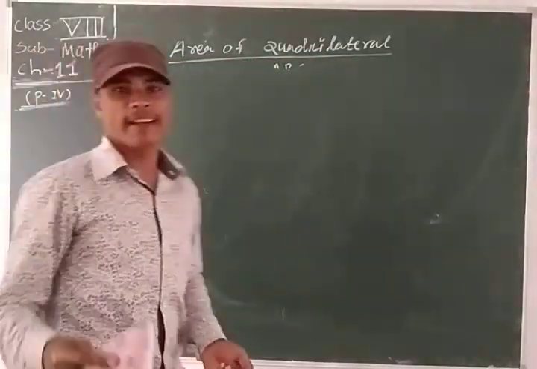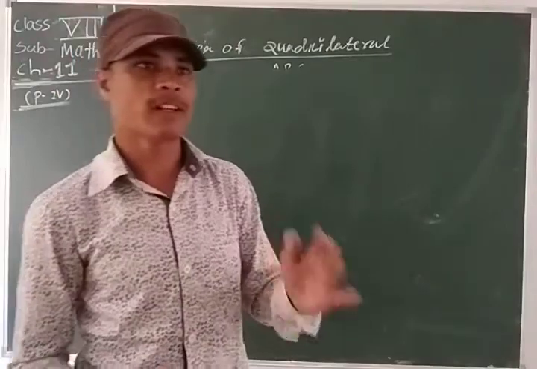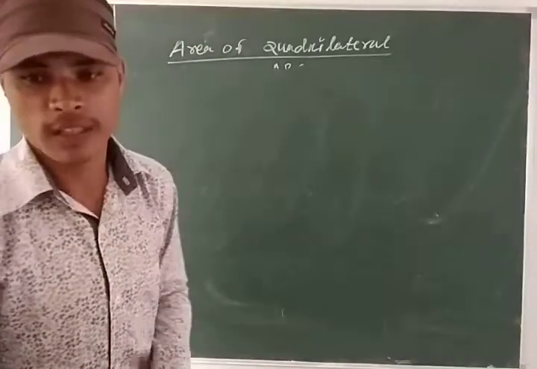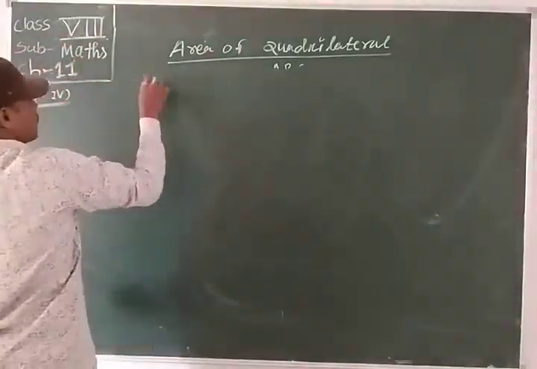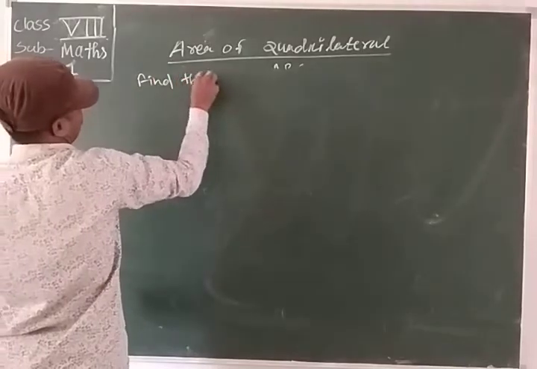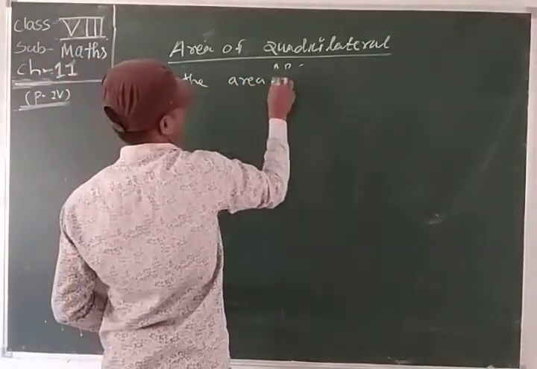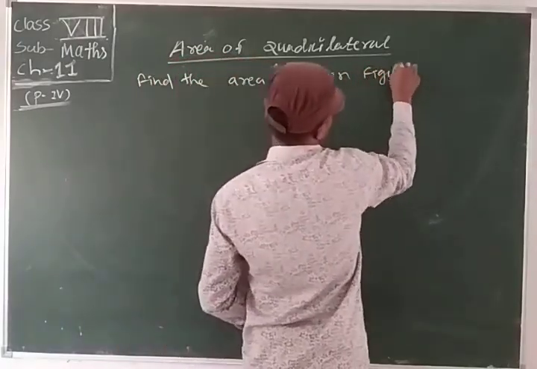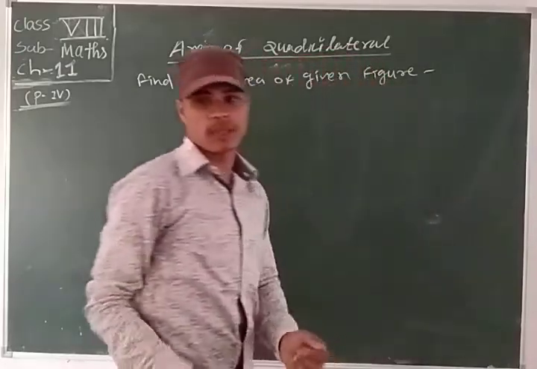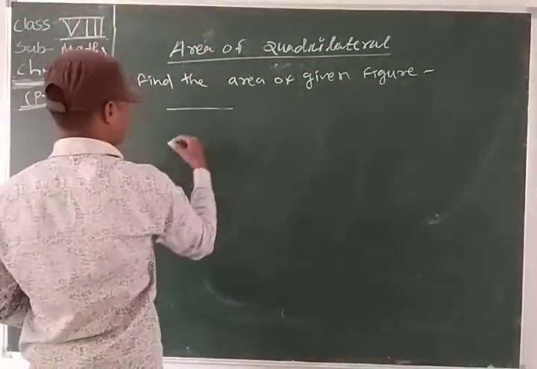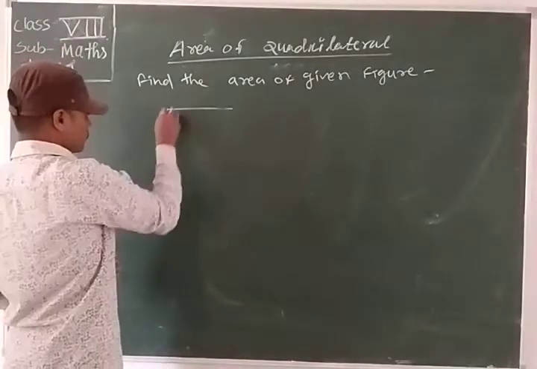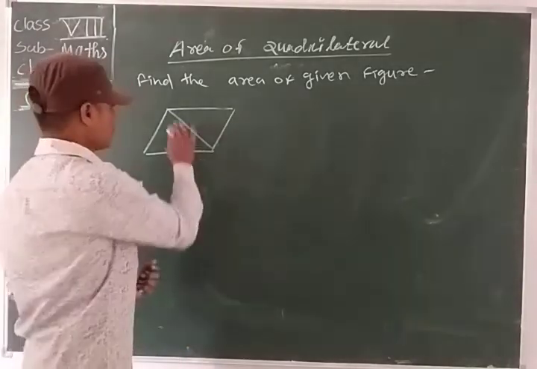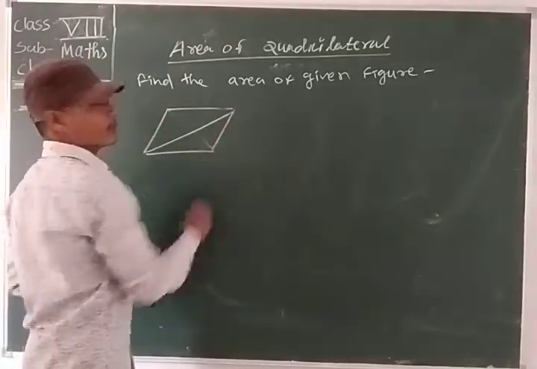Now we will find the area of the figure, that is quadrilaterals, rhombus. We find the solutions by using given examples. Now find the area of the figures. The question is: find the area of the given figures. Here are three figures. We take a diagonal for this.